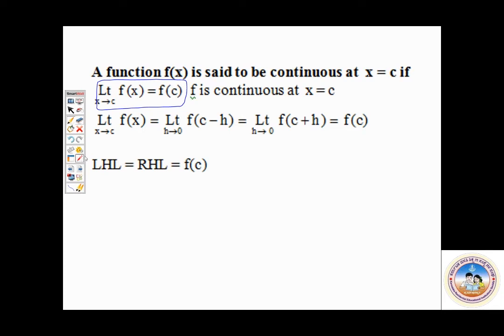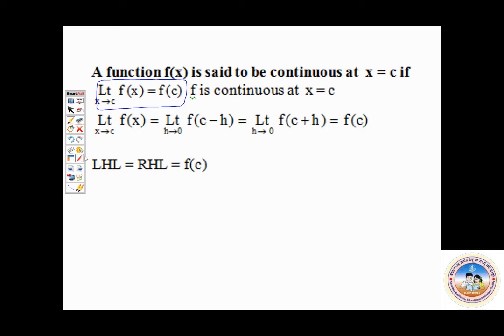Of course, this is also not always required. Whenever it is required, in extreme cases like the greatest integer function, such cases it may be required. Otherwise, directly you substitute and get the result. Now, LHL must equal RHL, which must equal f of c. If all these three are equal, then only f of x is continuous. Now, study one by one. That is a function f of x.